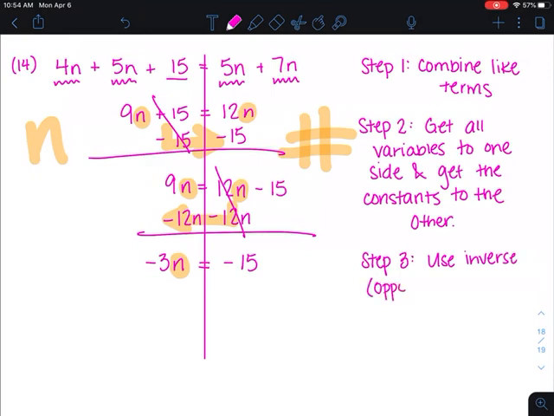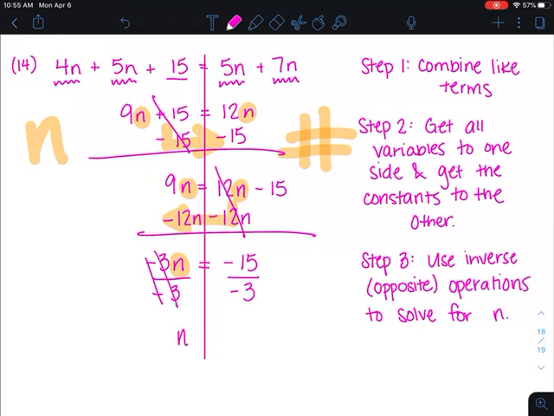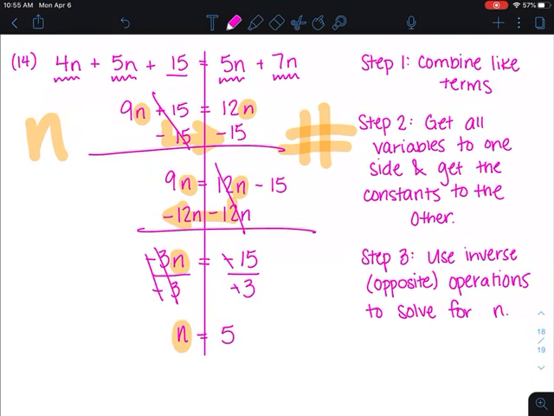Step 3. Use inverse or opposite operations to solve for n. So currently negative 3 is being multiplied by n. The opposite of multiplying is dividing. We're going to divide by negative 3 because we want this to cancel so we can get n by itself. n is by itself, and negative 15 divided by negative 3. Negatives cancel. 15 divided by 3 is 5. It's a positive 5.